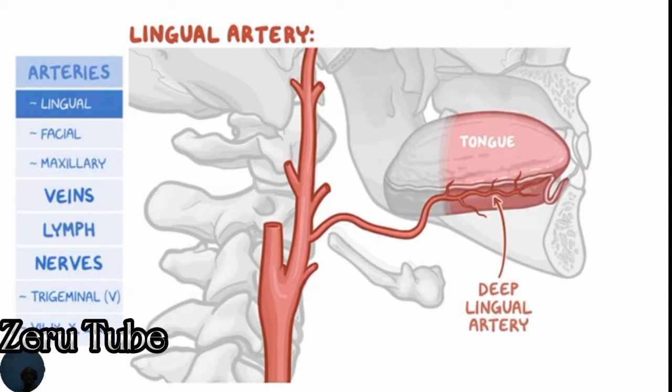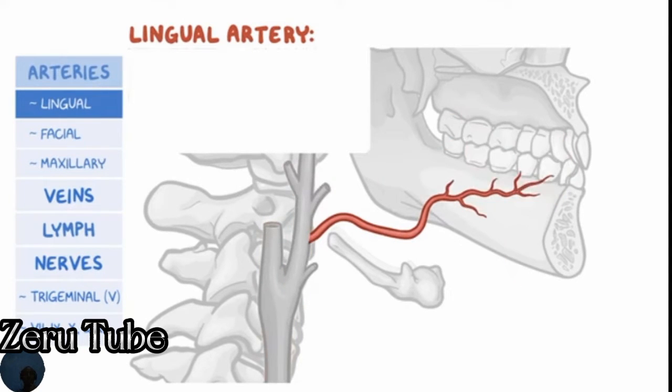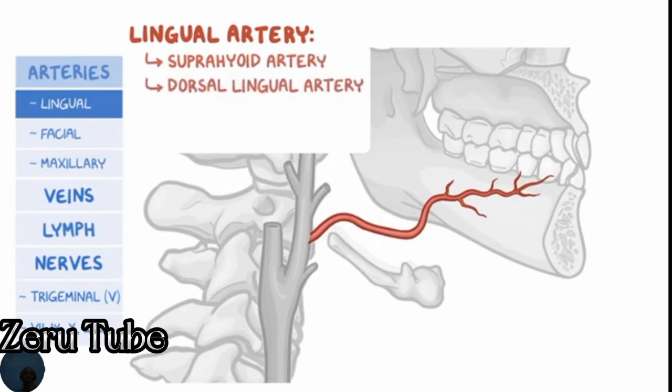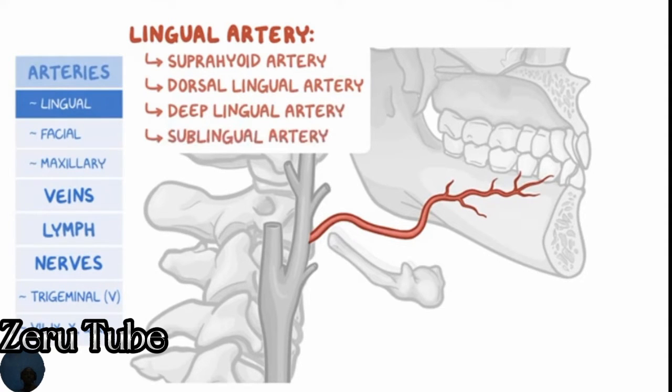The branches of the lingual artery: other branches are the superior hyoid artery, the dorsal lingual artery, and the deep lingual artery, and the fourth one is the sublingual artery. So the lingual artery has four branches: superior hyoid artery, dorsal lingual artery, deep lingual artery, and sublingual artery. These four branches of arteries originate from the lingual artery.